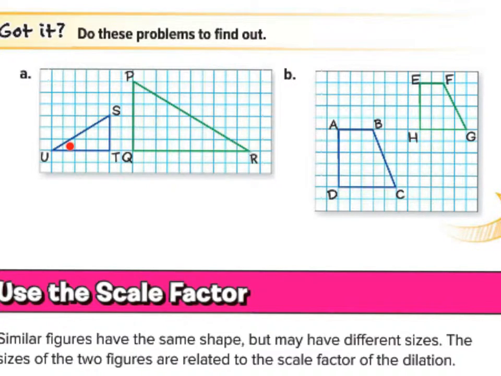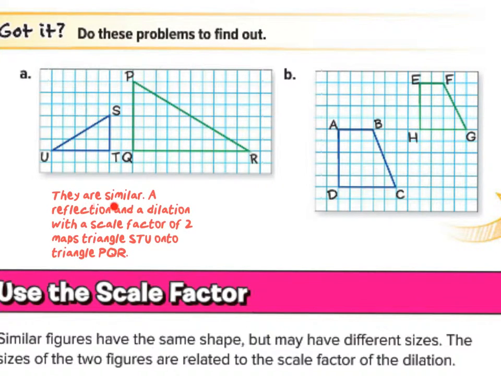It first reflected over the y-axis. This could be our y-axis. And then it doubled. It became double the size. So we can say they are similar. A reflection and a dilation with a scale factor of 2 maps triangle STU onto triangle PQR.